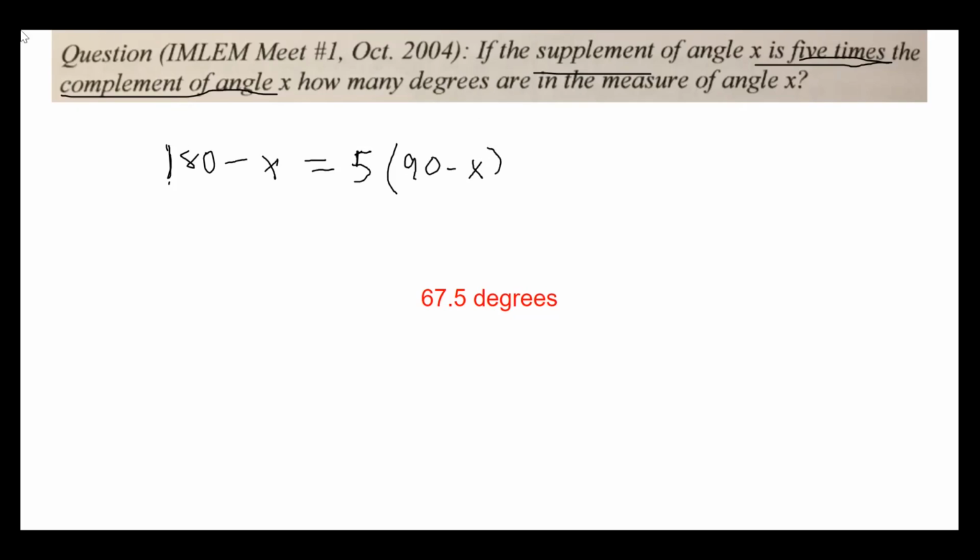And so this just becomes a one-variable linear equation, which I'd expect everyone to be able to solve. We work the steps: 180 minus x equals 450 minus 5x. Eventually you'll simplify down to 4x equals 270. And so you could have simplified this to 135 over 2, or 67.5 degrees. All right, are there any questions on this problem?